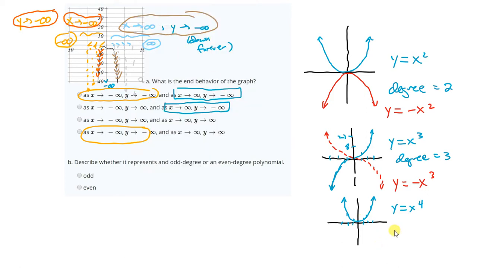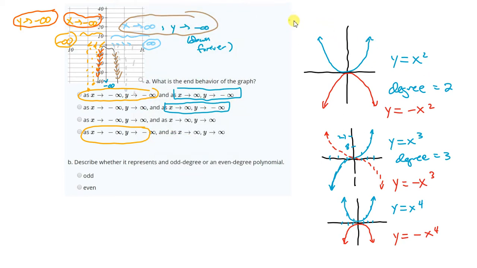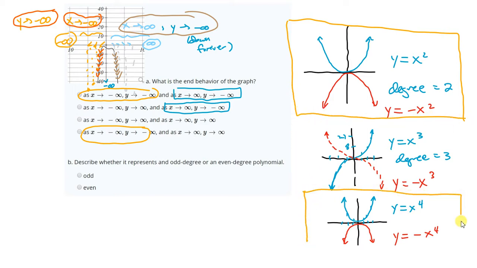What about if I put a negative symbol in front of, or a negative coefficient in front of the function? Y equals negative of x to the fourth. Then everything's going to flip vertically. It's going to look like this. Again, both ends go in the same direction. So what we notice here is, in the case where we have an even degree, both ends of the graph move in the same direction. Either both ends go up or both ends go down. Okay, and that's going to continue. What about if you have an odd degree, x to the third or x to the fifth or x to the seventh? The ends move in opposite directions.